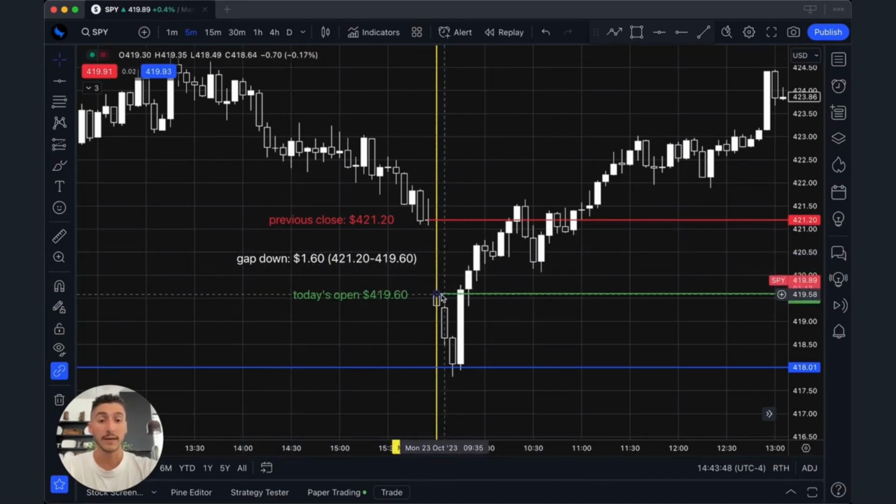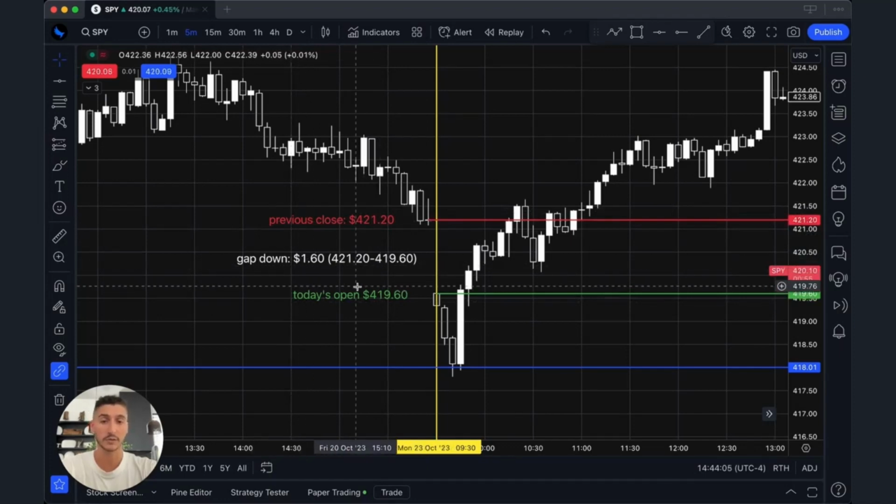When the following day opens below the previous close, that's a gap down. If Monday had opened above over here, that would be a gap up. So it's a $1.60 difference, which is just this price minus this price. So then that gives you a $1.60 difference. So that is what a gap is.